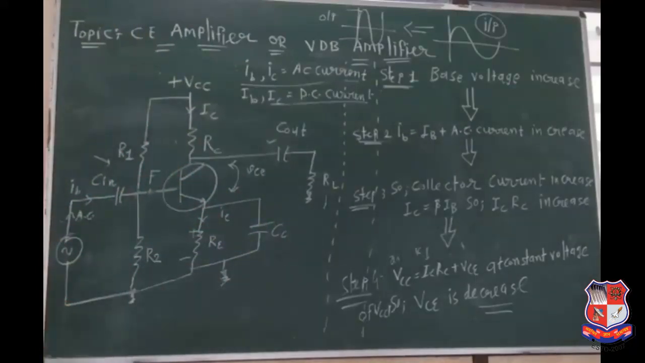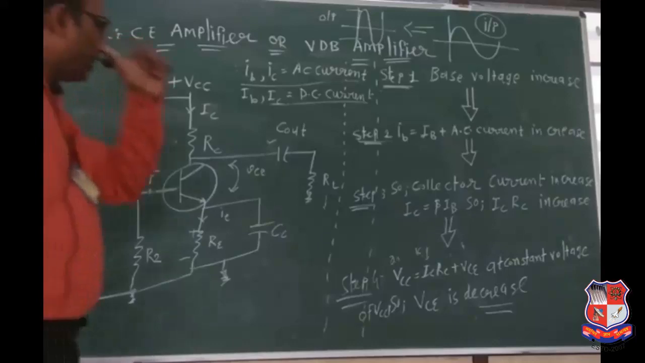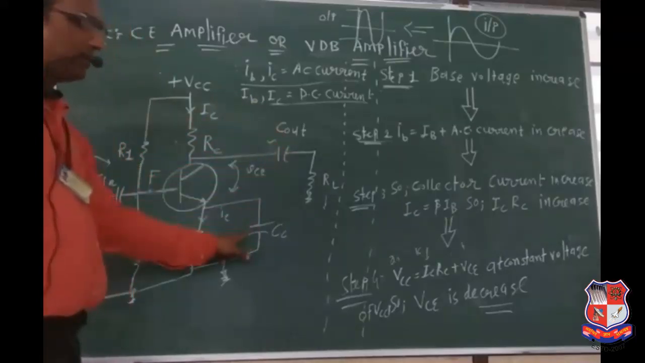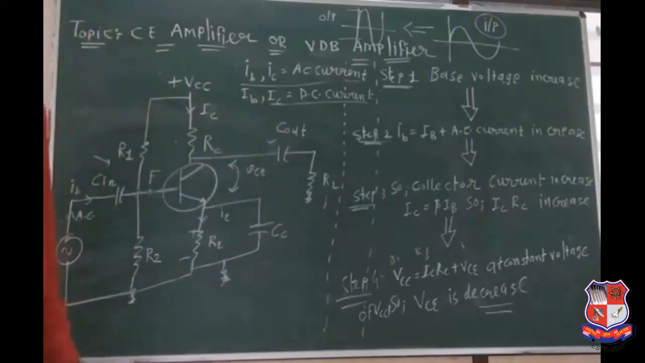Now, what is the role of the capacitor? This is the most important role of the capacitor. Again repeat, it is known as the input capacitor, the output capacitor, the coupling capacitor, or we can say the bypass capacitor. What is the role of the bypass capacitor? See, this is the input capacitor. It blocks the DC component and passes the AC component.